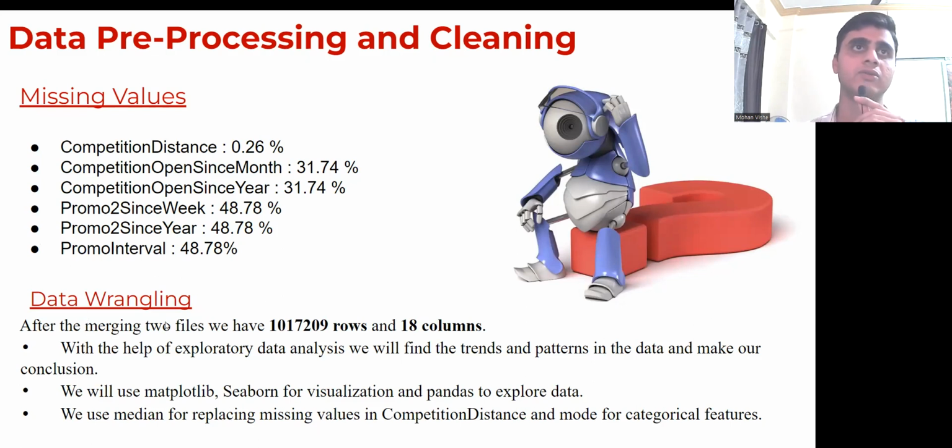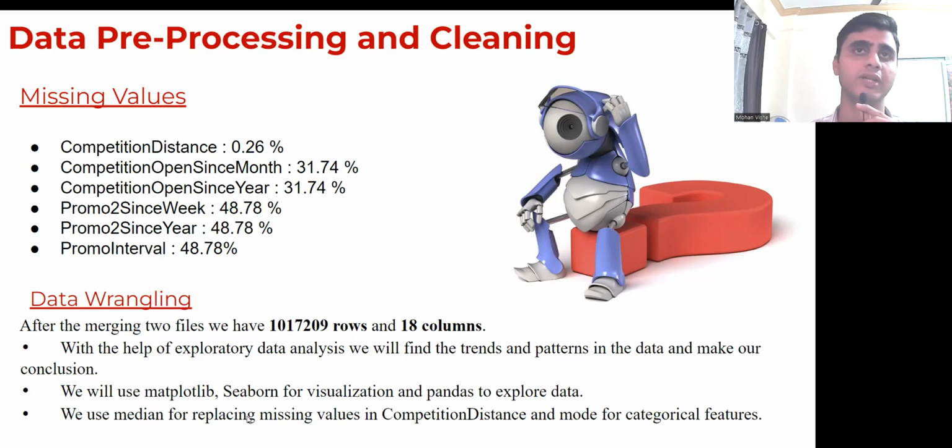Data wrangling. We start by merging both datasets, and we get a new dataset containing 1,017,209 rows and 18 columns. With the help of exploratory data analysis, we will find the trends and patterns in the data and make our conclusions. We have used matplotlib, seaborn, pandas, numpy, etc. libraries, and with the help of sklearn we have done model training.